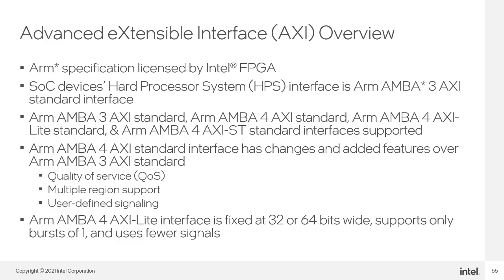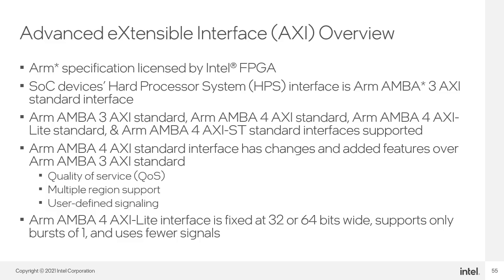The HPS is added to a Platform Designer system just like any other component, so Platform Designer fully supports the AMBA AXI interface standard. There are actually a number of supported versions of the standard: the AMBA 3 AXI standard, the AMBA 4 AXI standard, a light version of the AMBA 4 AXI standard, and a streaming variant. The AMBA 4 AXI standard has all the same base features as the AMBA 3 AXI standard, but has a few changes to it and some added features.